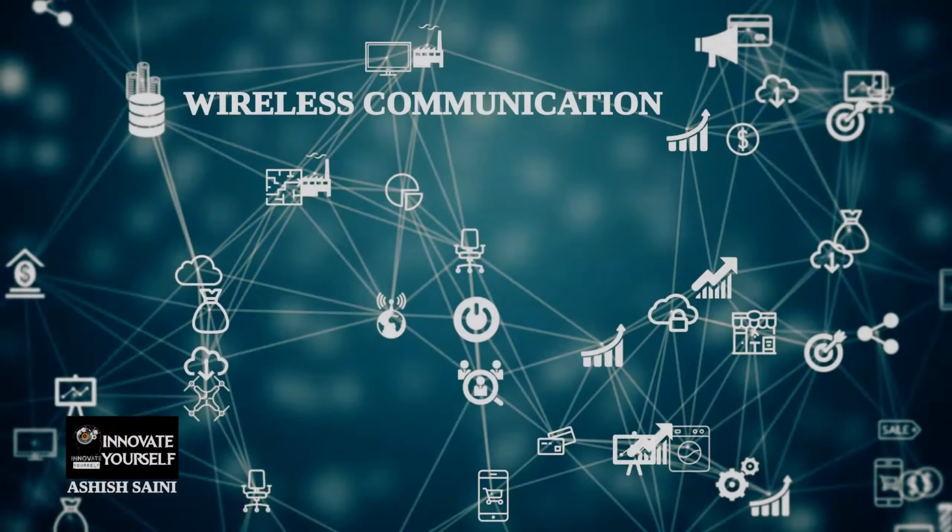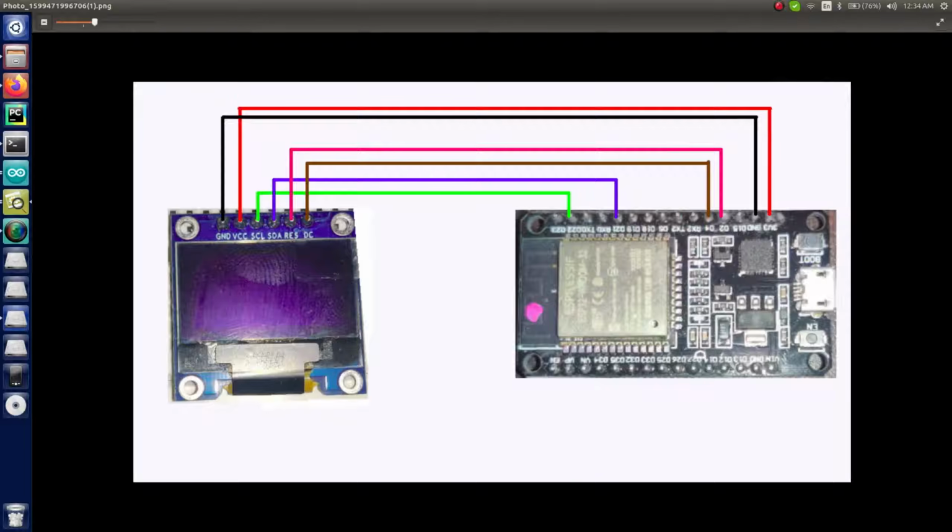Now you can see these are the components we are going to use in today's session, and maybe I have already shown them in the previous session as well. Let me show you the circuit now. On your screen you can see a circuit diagram between the OLED display and the ESP32. Because the ESP32 has a built-in BLE module, we don't have to interface anything externally, we can directly link to the BLE module of the ESP32.